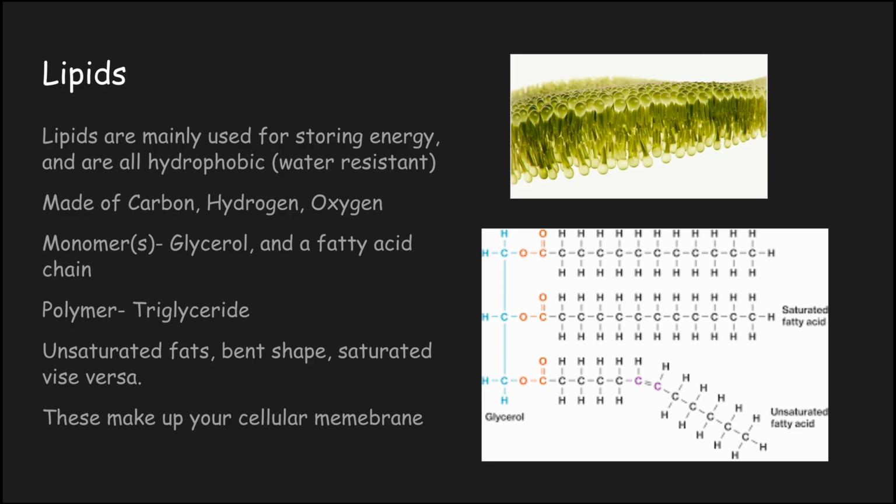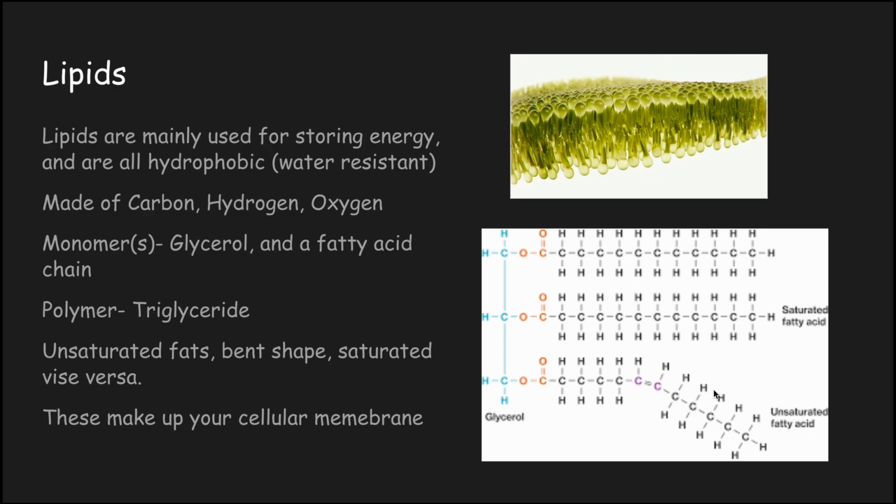So much like carbs, they're made of the same compounds: carbon, hydrogen, oxygen, in a 1:1 ratio. But your monomers are going to be glycerol and fatty acid chains. If you look at the diagram here at the bottom, you're going to see your hydrogen-bound carbon bound to these long chains, and that's going to be your fatty acids. You put 3 together, and you get the polymer triglyceride. Glyceride is literally glycerol and fatty acid put together, tri meaning 3. So yeah, you get your triglyceride.